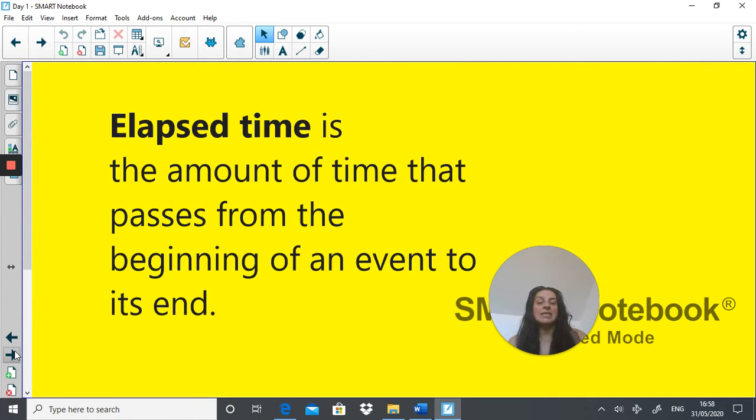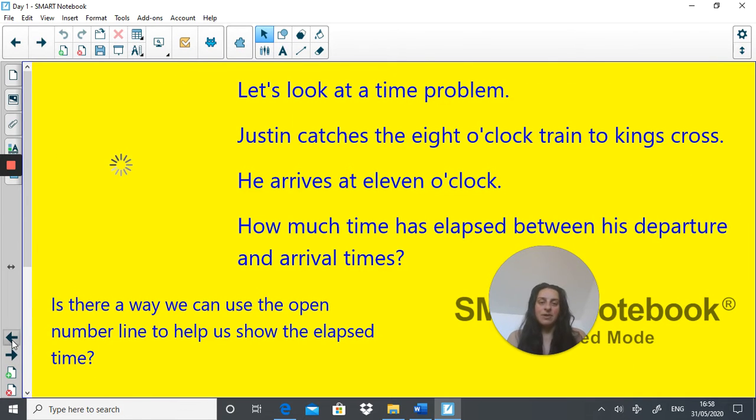So elapsed time is the amount of time that passed from the beginning of an event to the end of an event. So for example, if break time for us starts at 10:40 and it finishes at 10:55 as it does normally at school, if I asked you what the elapsed time was, what I'd be asking you is, what is the time between 10:40 and 10:55, and of course it's 15 minutes. So this week we're looking at how to calculate how much time has elapsed from a starting time to an end time. Good.